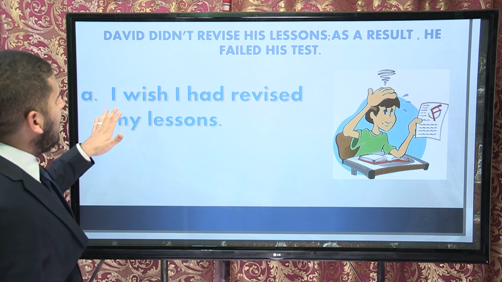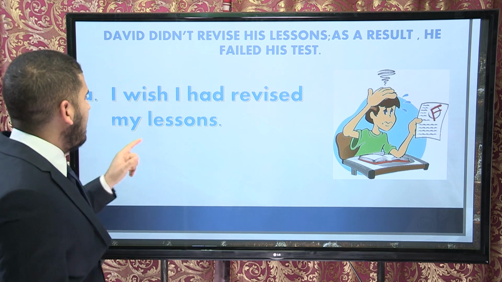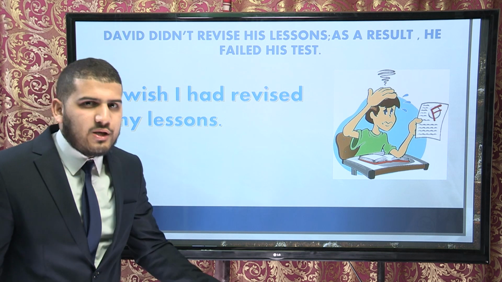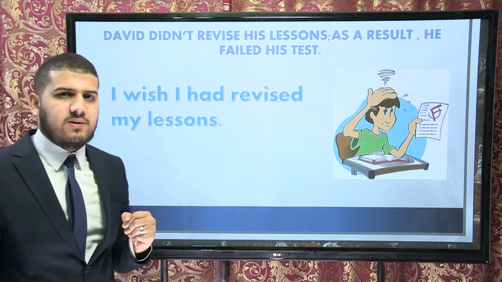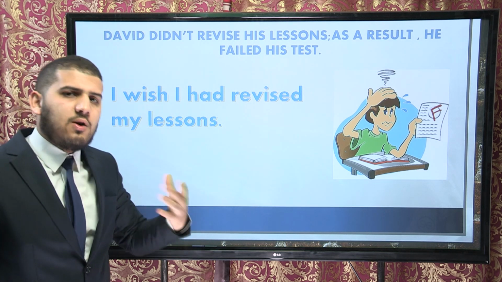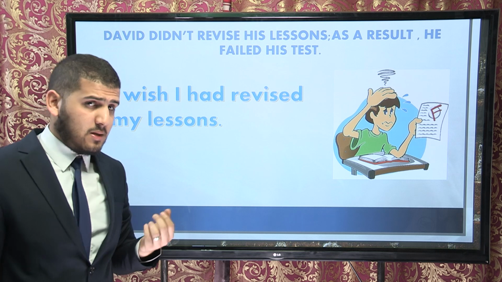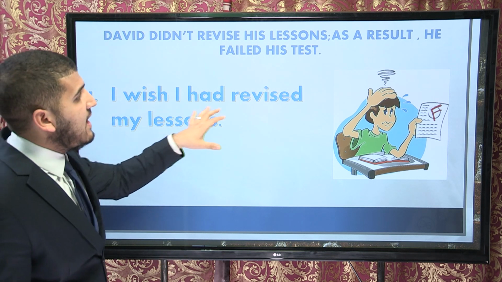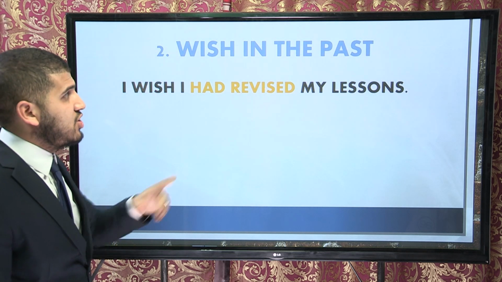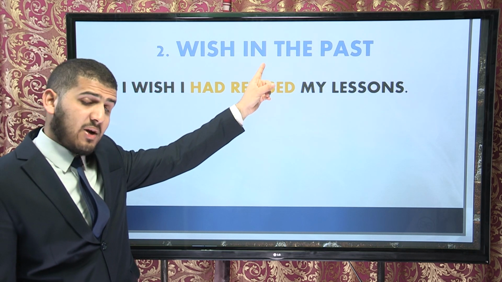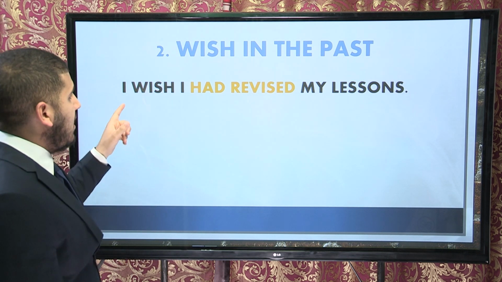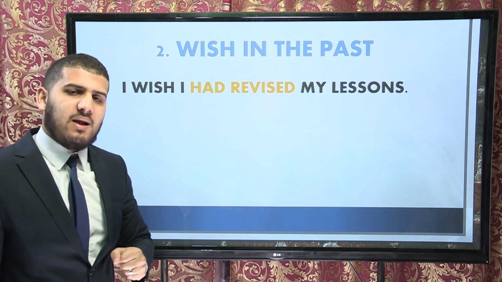Okay, so he would say, I wish I had revised my lessons. Now, did David revise his lessons? No, he did not. Therefore, he failed the test. So he is wishing something in the past. He is regretting something in the past. He would say, I wish I had revised my lessons. So this is expressing wish in the past. David says, I wish I had revised my lessons.